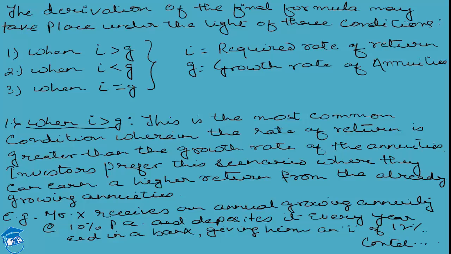So that's it for now, students. In our next discussion, we shall see how exactly the interaction between the I and G, that is, I being more than G, affects the individual investment decisions of an individual investor.